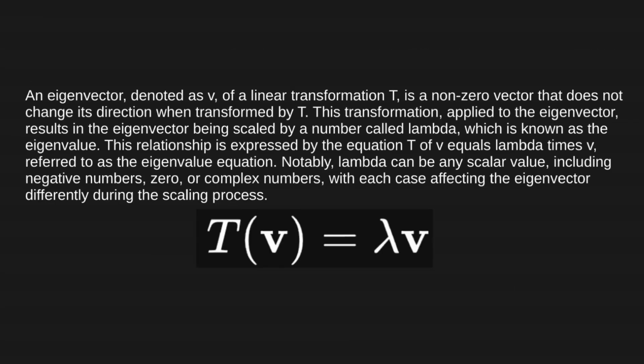An eigenvector, denoted as V, of a linear transformation T, is a non-zero vector that does not change its direction when transformed by T. This transformation, applied to the eigenvector, results in the eigenvector being scaled by a number called lambda, which is known as the eigenvalue. This relationship is expressed by the equation T of V equals lambda times V, referred to as the eigenvalue equation. Notably, lambda can be any scalar value, including negative numbers, zero, or complex numbers, with each case affecting the eigenvector differently during the scaling process.